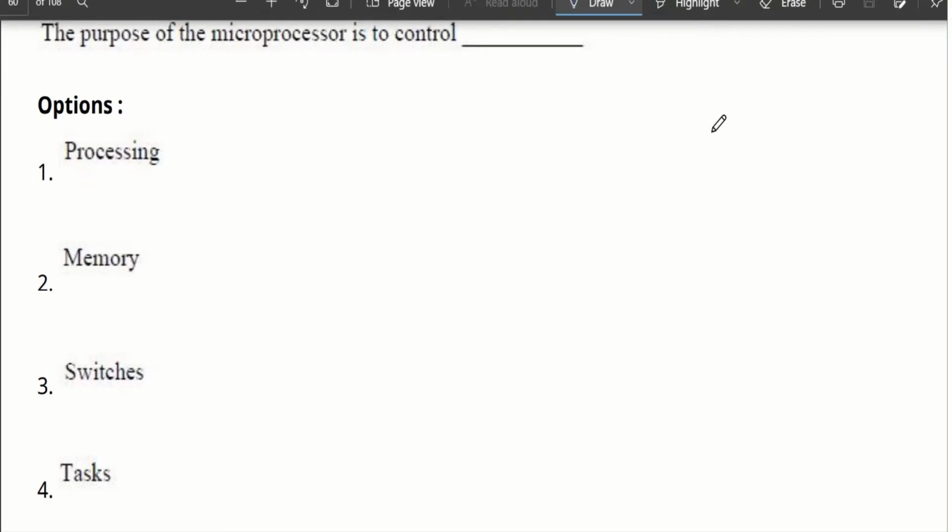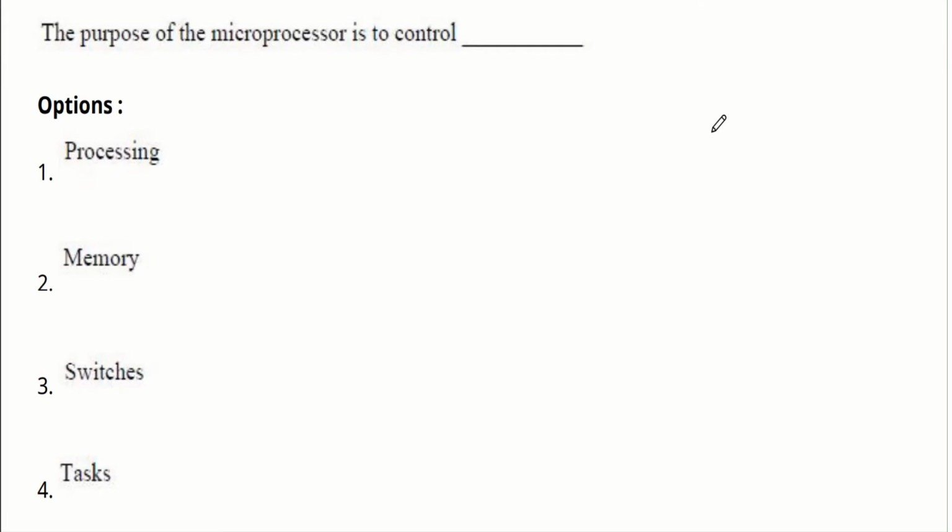In this video, we will go through the microprocessor paper of AP ECET 2020. Microprocessor is completely a theory subject and you have to remember each and every point. It's the highest weightage subject in AP ECET. So note all the typical points to remember them easily. Now let's get into our first question.